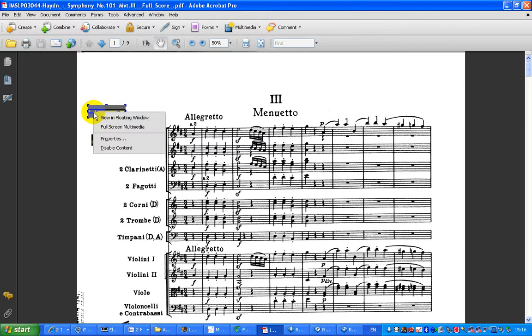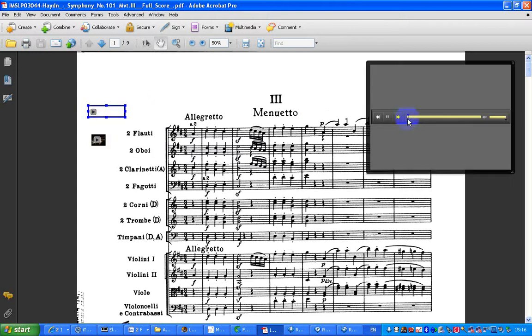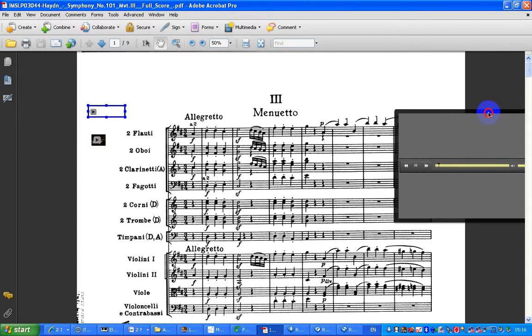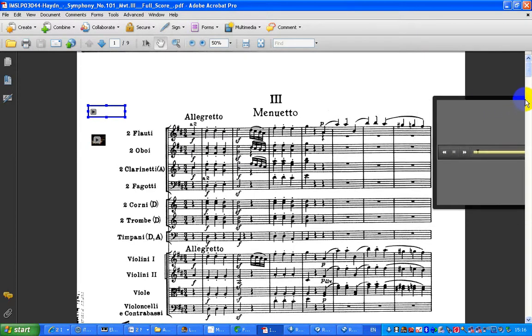Question 4. You will hear an excerpt from the third movement of Haydn's Symphony number 101. The music will be played twice, with a pause between the playings. Here is the music for the first time.